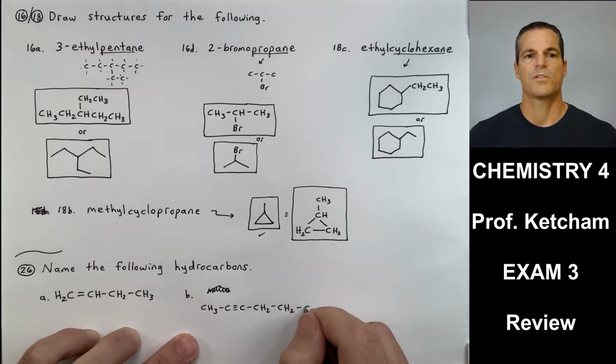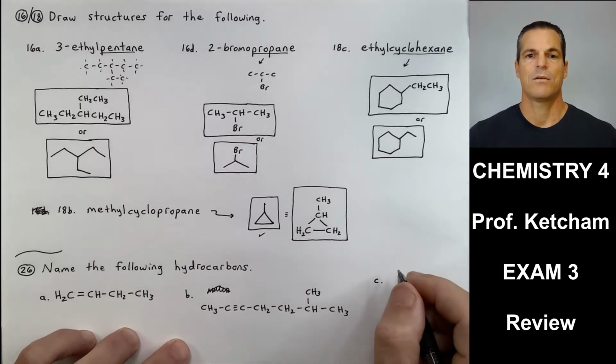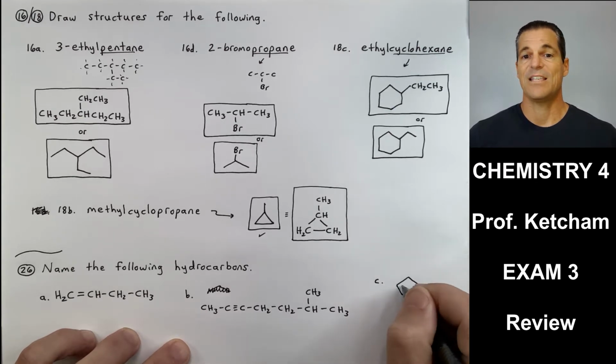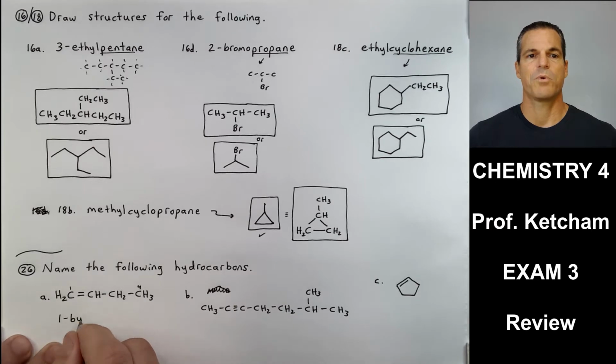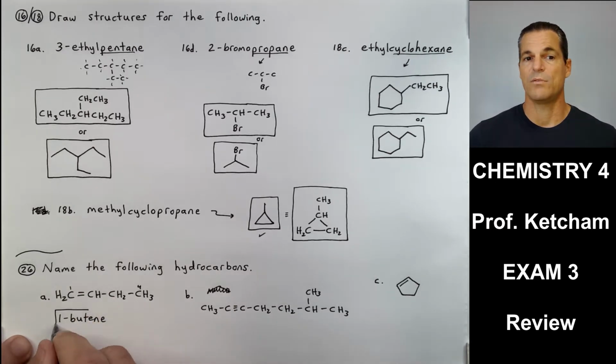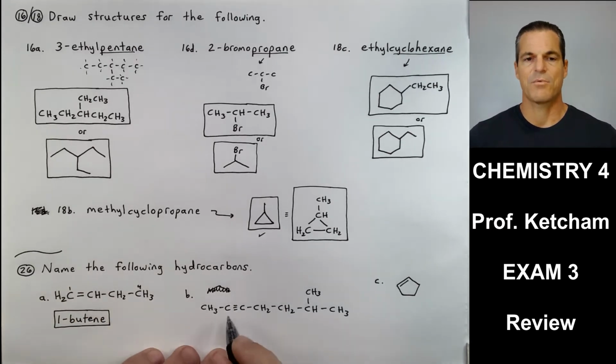You can see that the first one is an alkene, double bond. B is an alkyne with a triple bond. And C is an alkene with a double bond. So the alkene always gets the lowest branch number. For A, it will be 1-butene, not 3-butene.